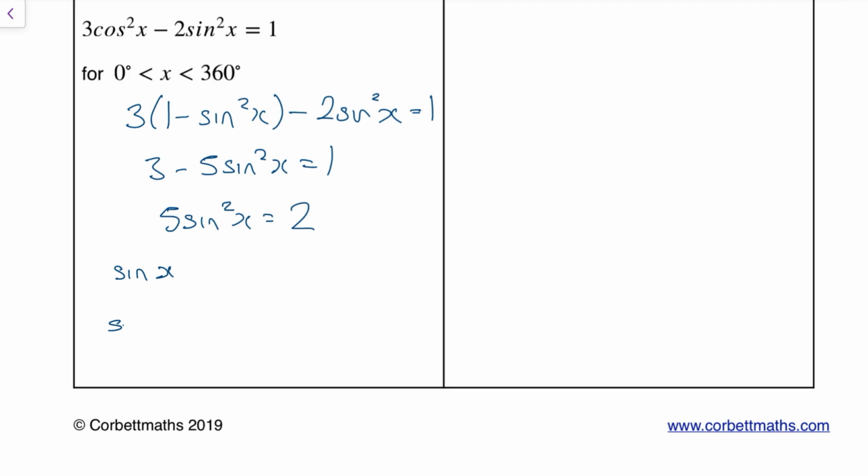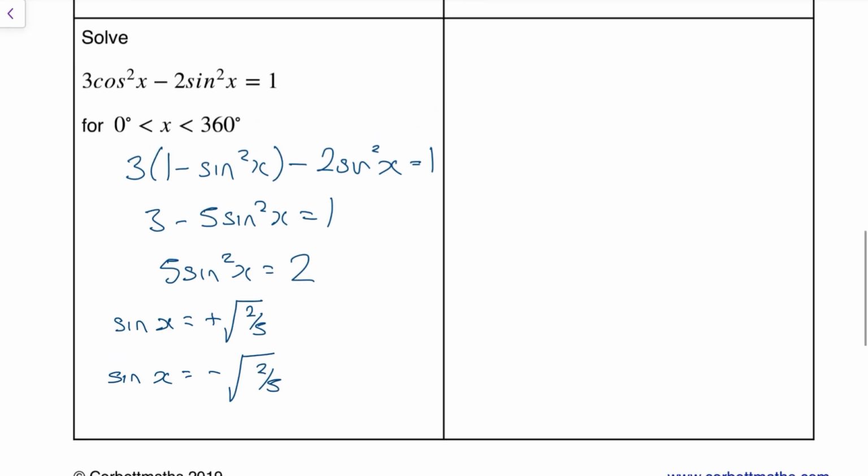Now, if you saw my video a couple of days ago, you'll remember the point of this is it's not just the square root of 2/5, but it's plus the square root of 2/5 or minus the square root of 2/5. Quick diagram. If I draw the graph of sine x, it's going to look something like this.